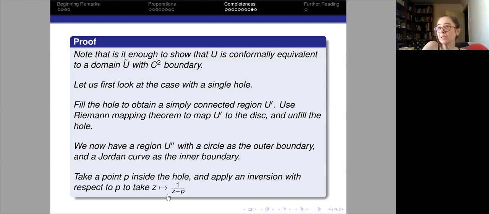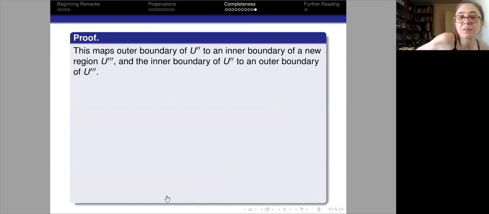Then we take a point inside this hole. Say that we take point P and we apply an inversion with respect to the point P. I mean, we take Z to the point 1 over Z minus P. When we do this, we invert our domain. The new region we get by doing this, U triple prime, has the outer boundary as the inner boundary of our U double prime. We send our inner boundary to the outer boundary of U triple prime, and vice versa, we send our outer boundary to the inner boundary of U triple prime.